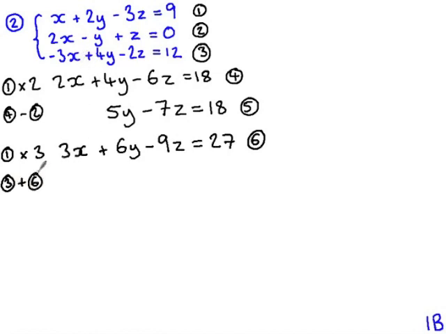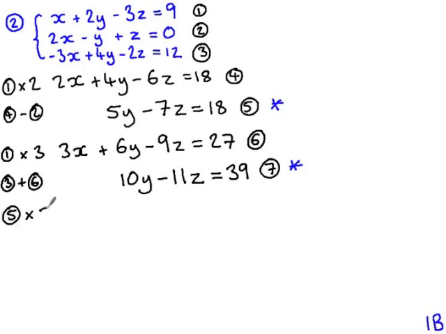Negative 3x plus 3x, that's eliminated. 4y plus 6y is 10y. Negative 2z plus negative 9z is negative 11z, and then 12 plus 27 is 39. So that's my equation 7. So you see now I have two equations with two unknowns, equation 5 and equation 7, so I can proceed just as before in the first example. I've got 5y and 10y, 7z and 11z. So the easiest thing that I can see is to multiply equation 5 by 2 to get 10y - 14z = 36. So that's now equation 8.